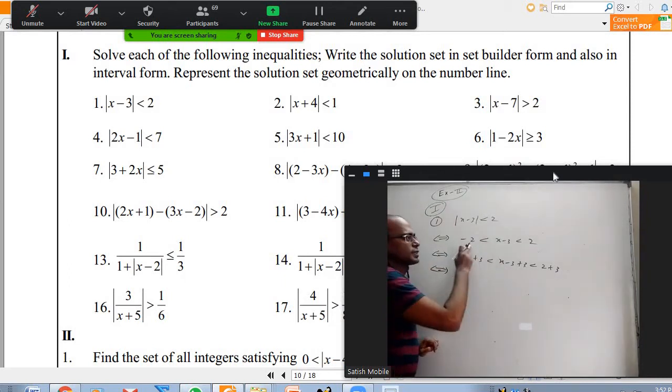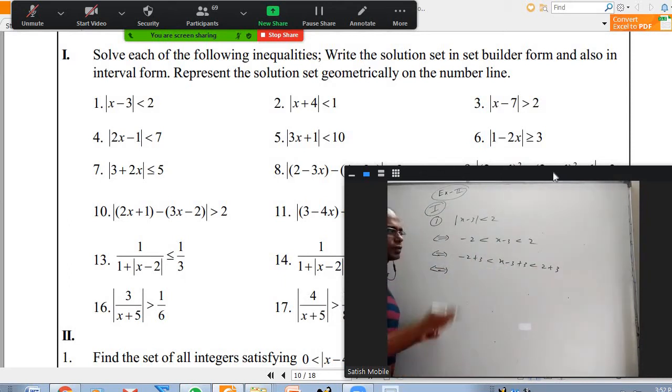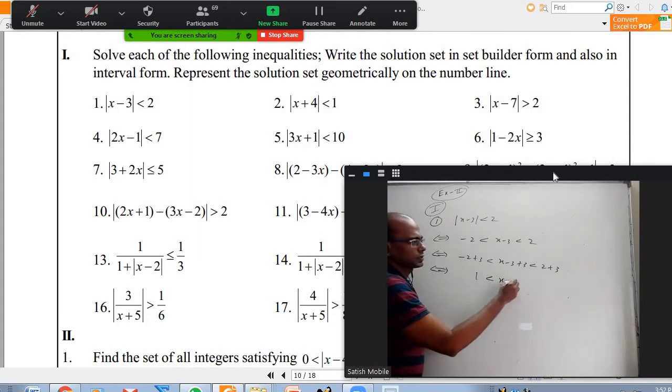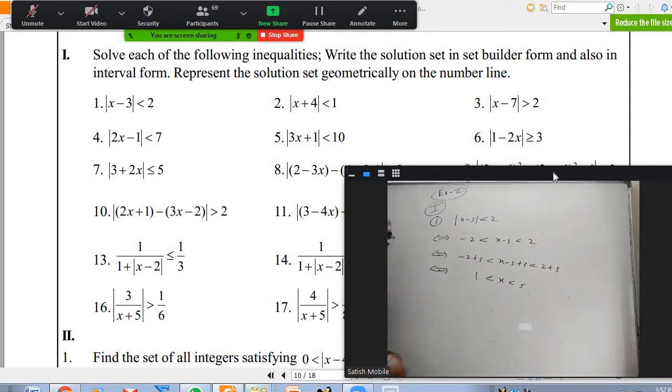Sometimes people bring this 3 here and they forget to take here. No, we are not bringing here. We are adding 3 everywhere. This is 1 less than x less than 5. Or simply you can say from number 3, I can go maximum 2 units this side, minimum 2 units this side. When I go 2 units forward, it will be 5. When I go 2 units backward, it will be 1. Anything between 1 to 5. From number 3, you can go 2 units this way or 2 units this way. That is open interval 1 to 5.